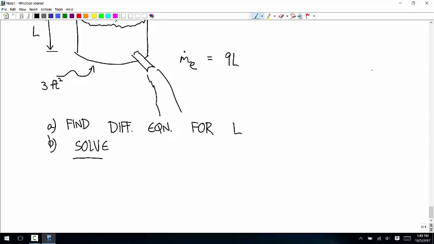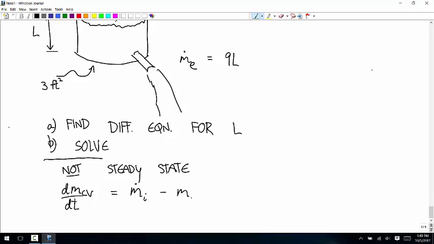But okay, so first, is this steady state? Not steady state. So we're going to use the time derivative of the mass in the control volume is equal to m dot at the inlet minus m dot at the exit.